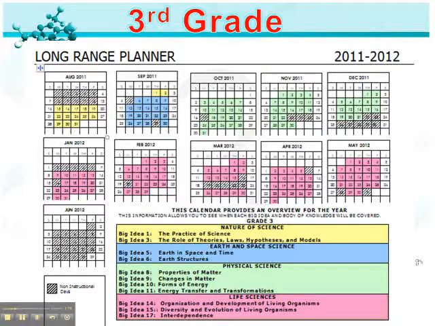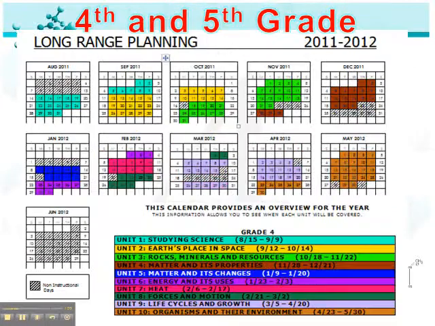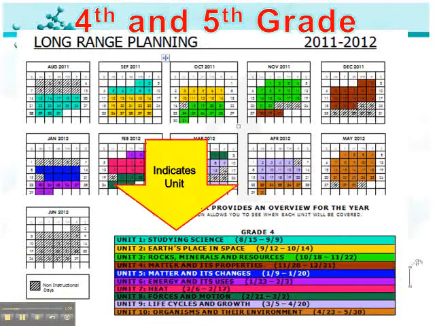Here's an example of the 3rd grade long-range planner. It's indicated by the body of knowledge. Here's an example of the 4th and 5th grade long-range planner. It's indicated by unit.